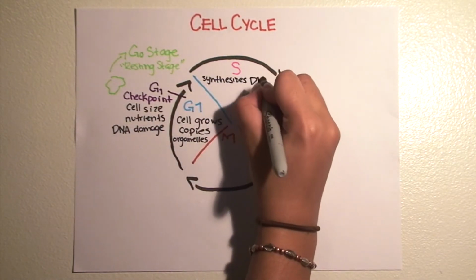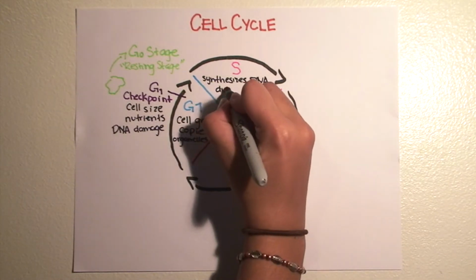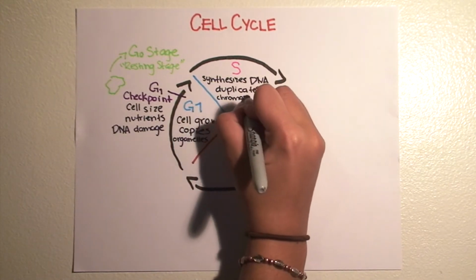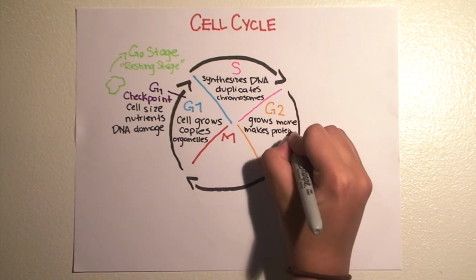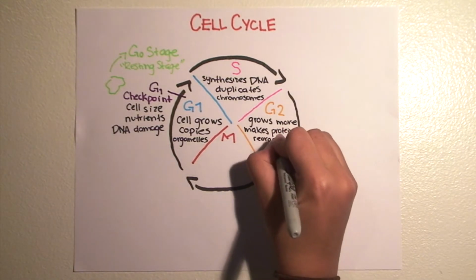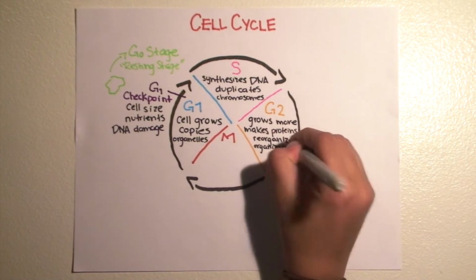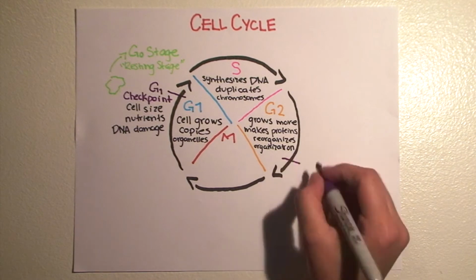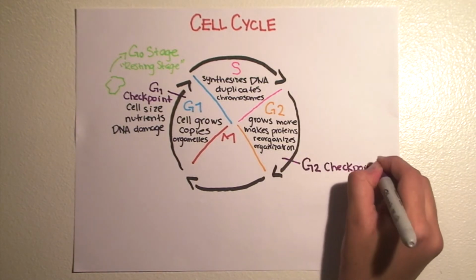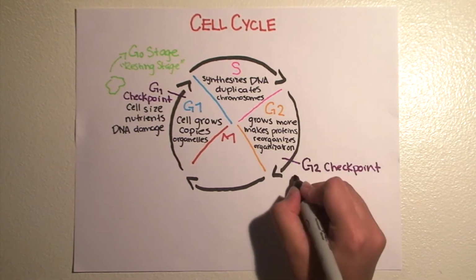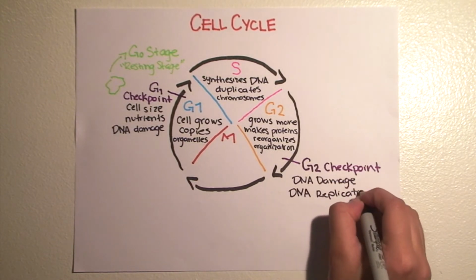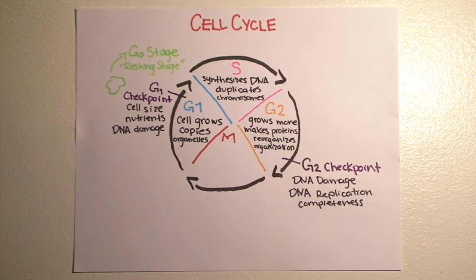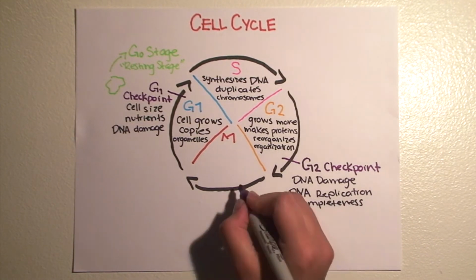In the synthesis stage, DNA is synthesized or replicated, which results in duplicated chromosomes. In the G2 stage, the cell grows a bit more, it synthesizes proteins for the next stage, and it reorganizes its organization. Before the cell goes into the mitotic phase, it must go through the G2 checkpoint to ensure that the DNA is not damaged and that DNA replication is complete. If not, apoptosis will occur, which I will explain later.